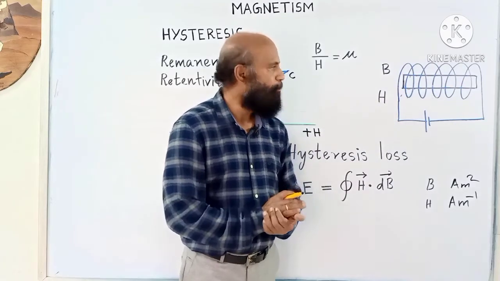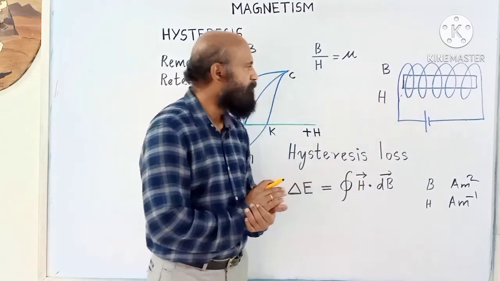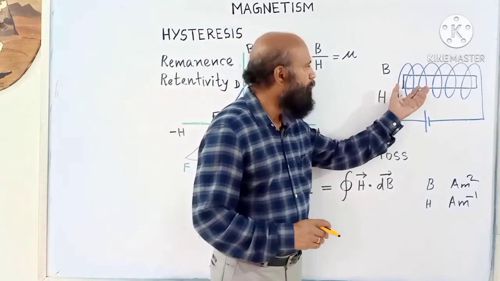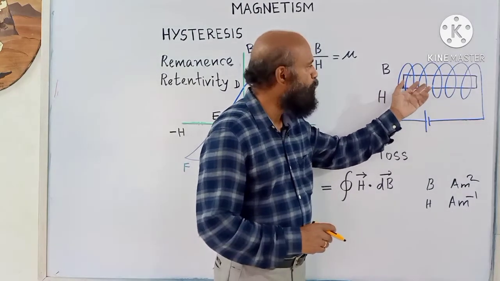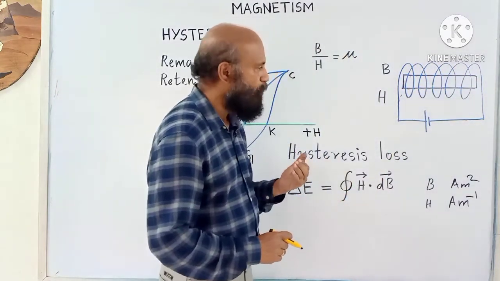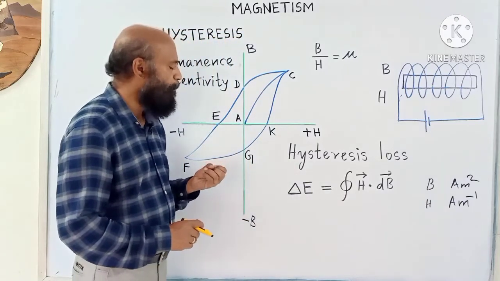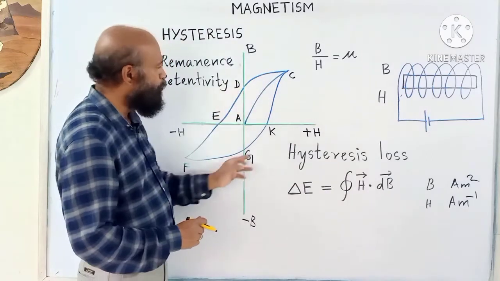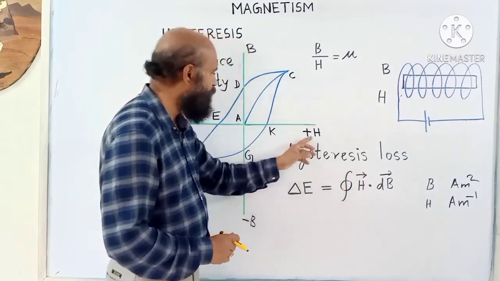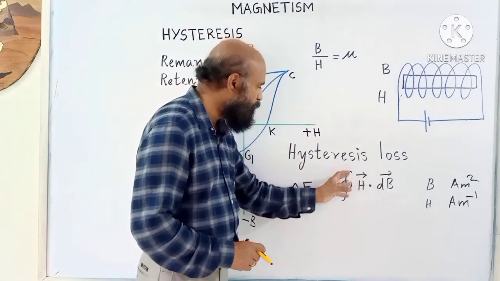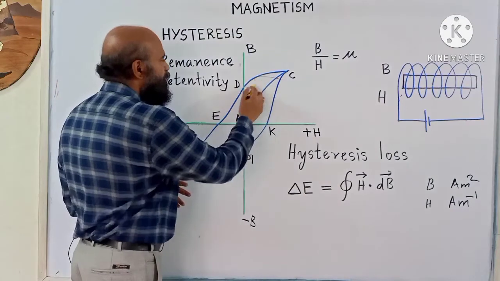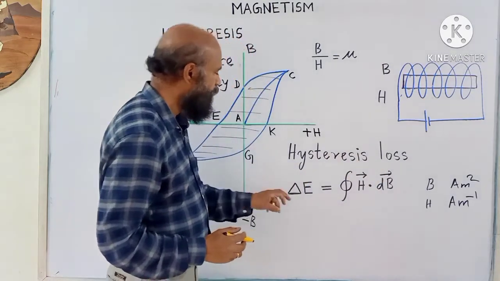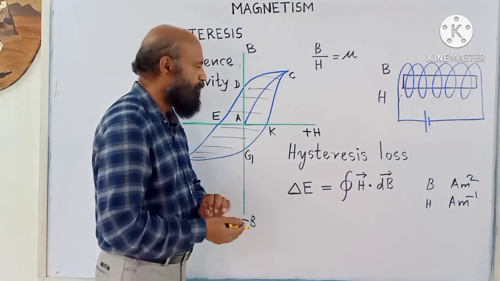When a specimen is magnetized through a cycle, there is a loss of energy in the form of heat. That is due to the rotation or orientation of molecular magnets in the specimen. Energy lost per unit volume of the specimen is given by the area of the loop. That is the integral of H dot dB. When you integrate this, you will get the area of this loop. So the area of the loop will give you the energy lost per unit volume.